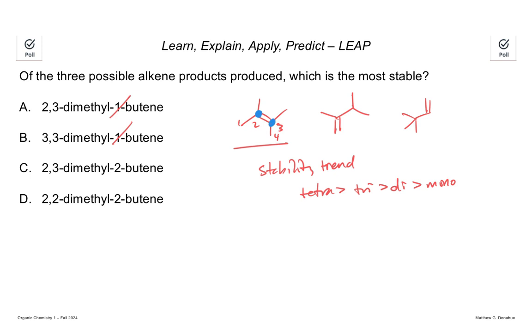And then we have the methyl groups at 2 and 3. So that would eliminate D. So we have 2,3-dimethyl-2-butene.